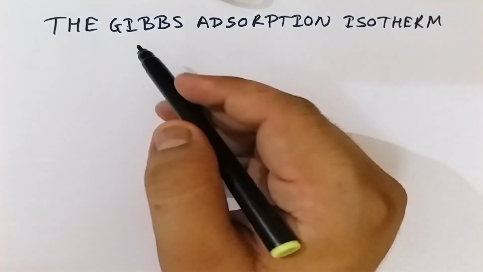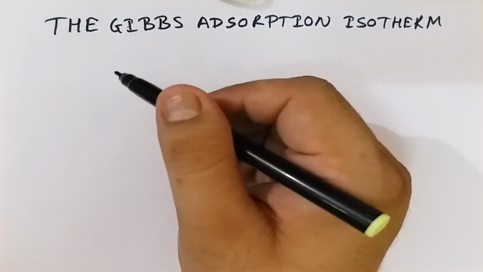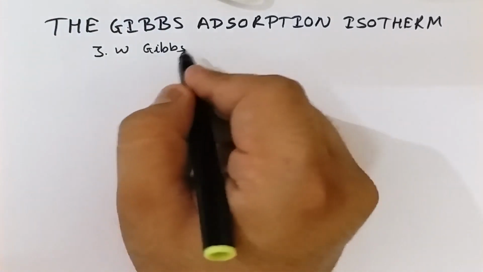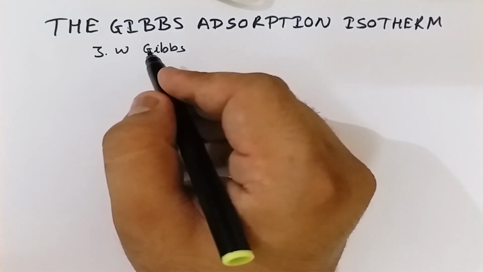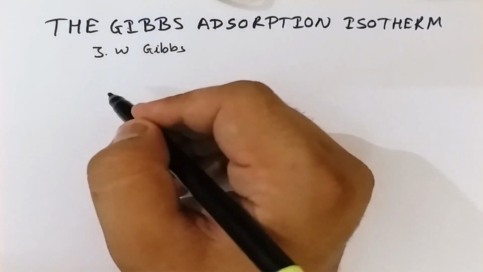The Gibbs Adsorption Isotherm was given by the very famous American mathematical physicist, J.W. Gibbs, and basically this adsorption isotherm was given for adsorption from solutions.